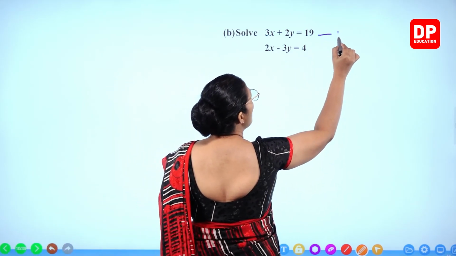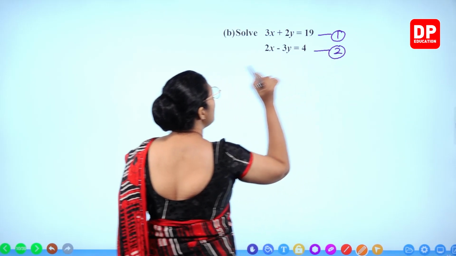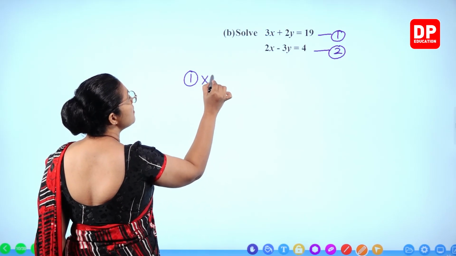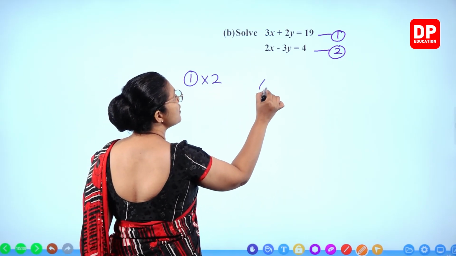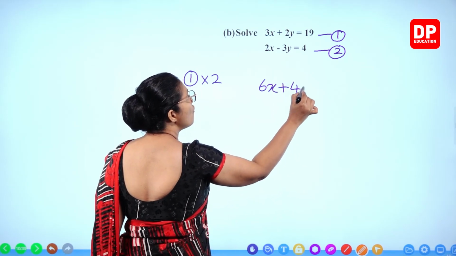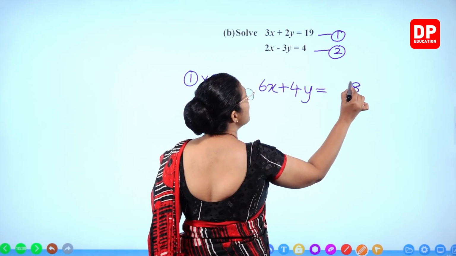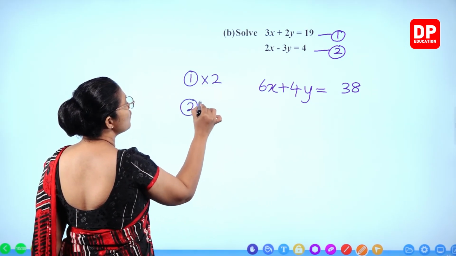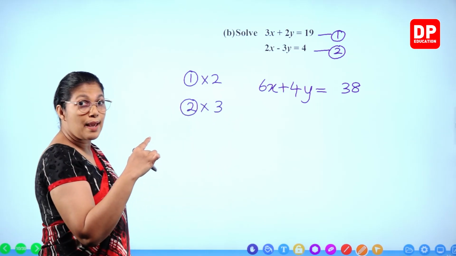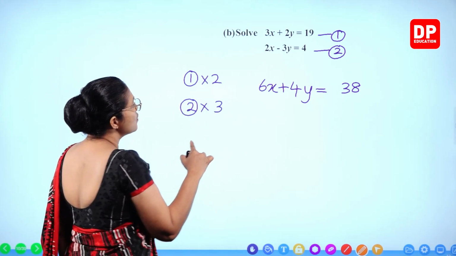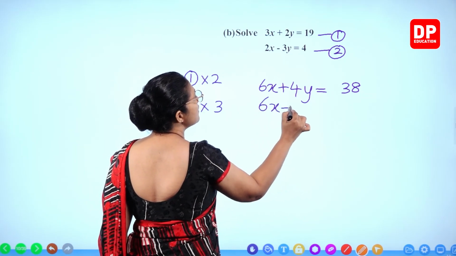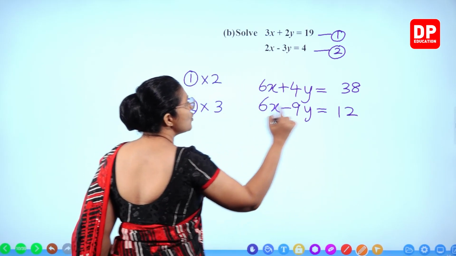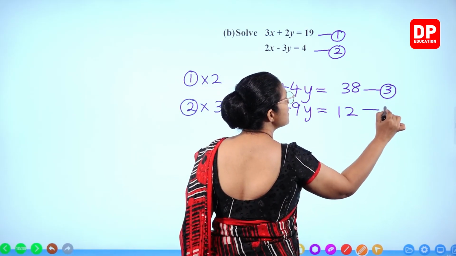First we'll label 1 and 2. When you take 1 and multiply by 2, you get 2 times 3 is 6x, 2 times 2 is 4y, 2 times 19 is 38. Then the second equation you have to multiply by 3 to get the same coefficient of x. So 3 times 2 you get 6x, 3 times 3 is 9, 3 times 4 is 12. This is the third and fourth equations.